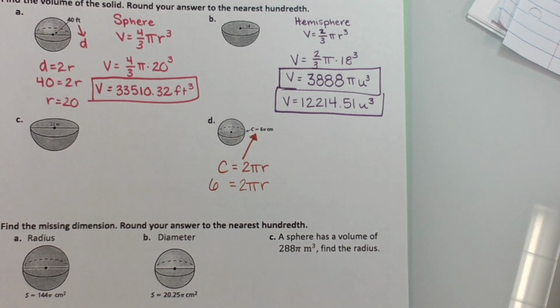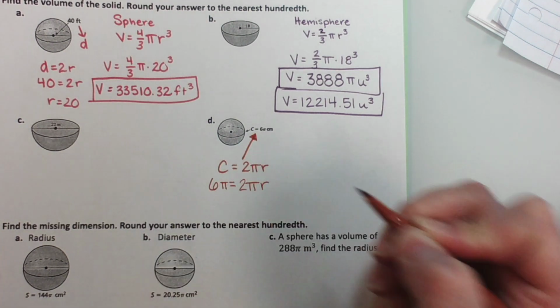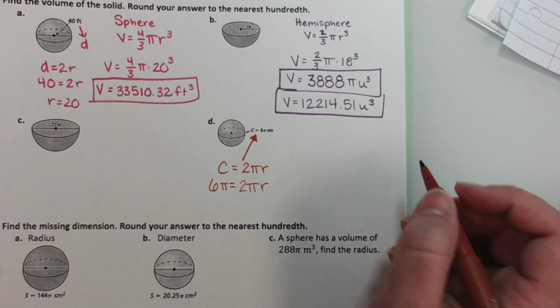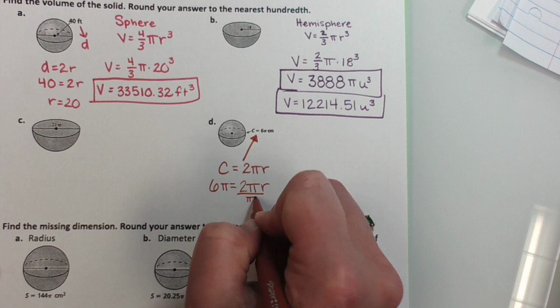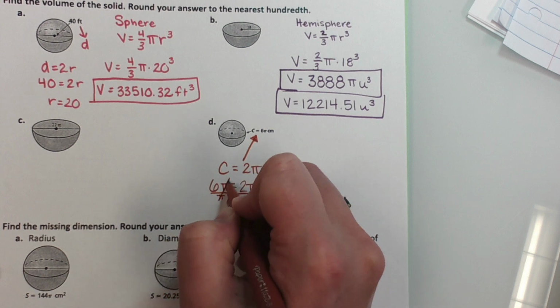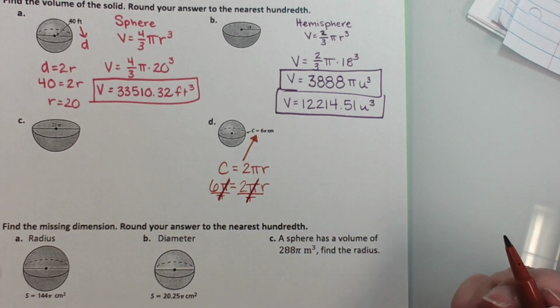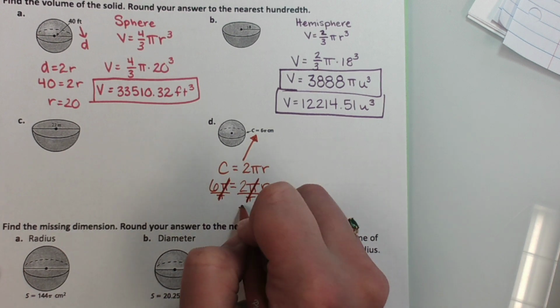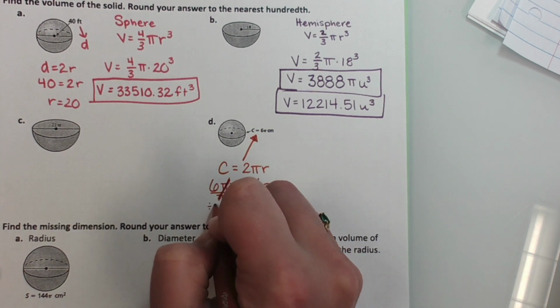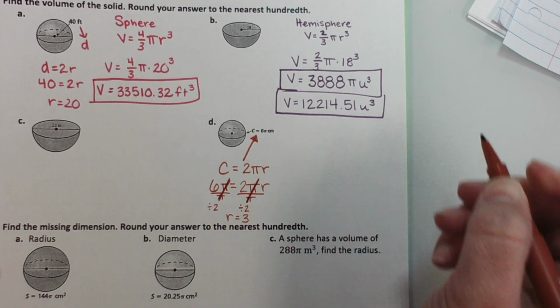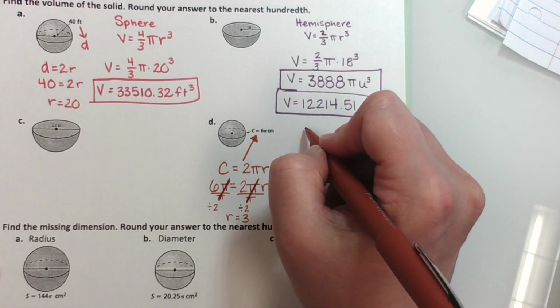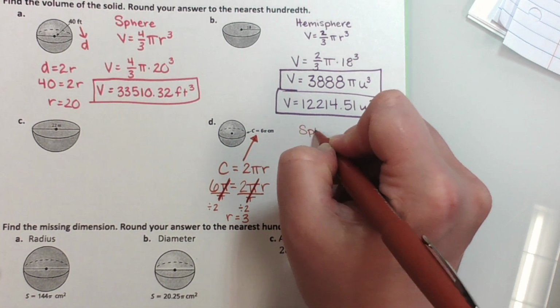6 equals 2 pi r. Don't forget the pi. Divide by pi and they cancel. Then I divide by 2 and the radius is 3. Sphere or hemisphere? Sphere.